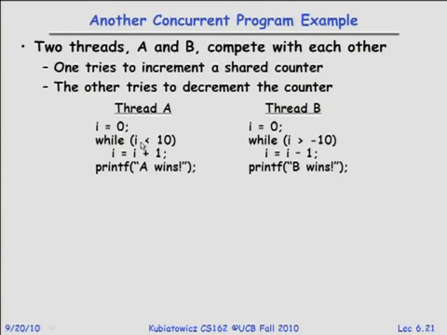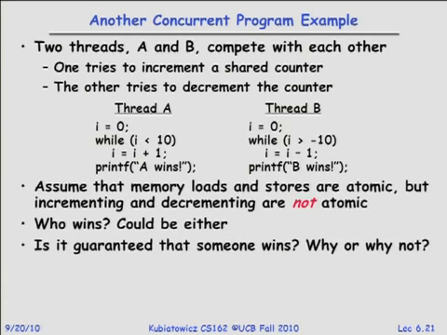Well, assuming that memory loads and stores are atomic, but incrementing and decrementing are not, who wins? Could be anyone. Is it guaranteed that somebody wins? No. Right? Because they're basically busy undoing each other all the time. And that's not just because one's incrementing and one's decrementing. That would be nice if that was the chaos we're worrying about. The problem here is that we can actually have one of them undoing what another one just did in a weird way. Okay?